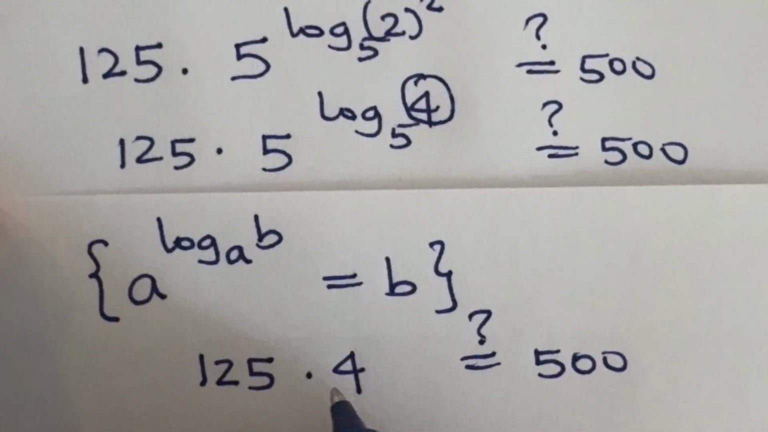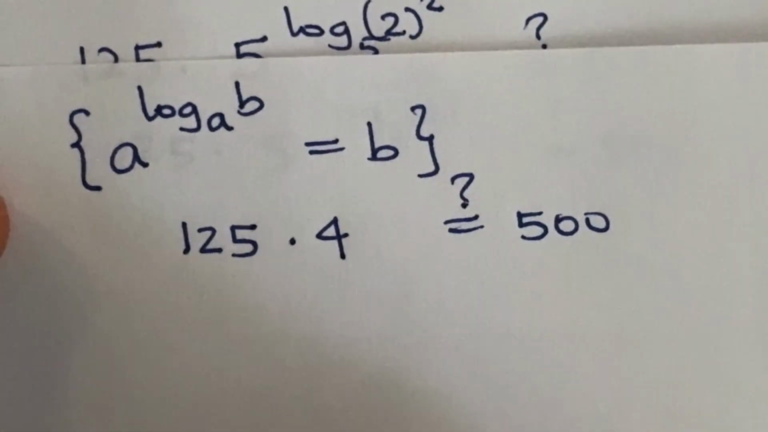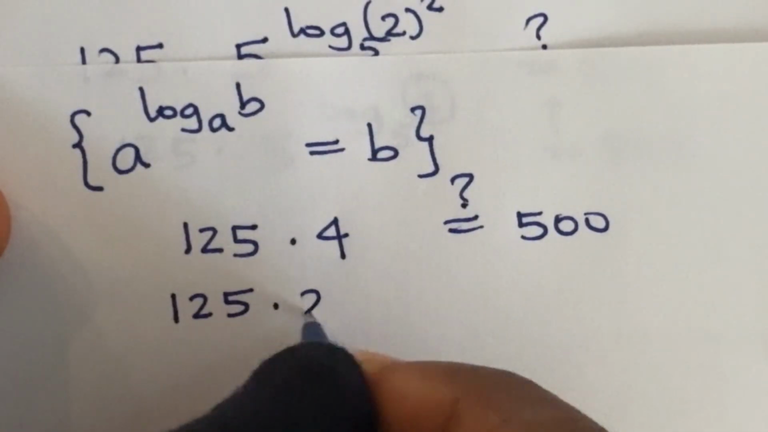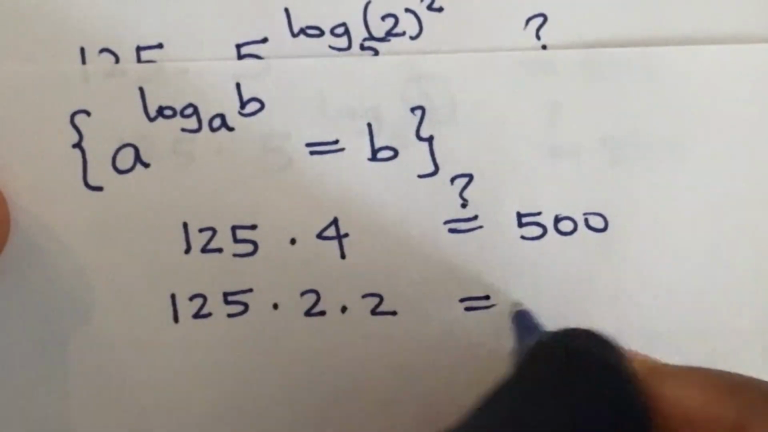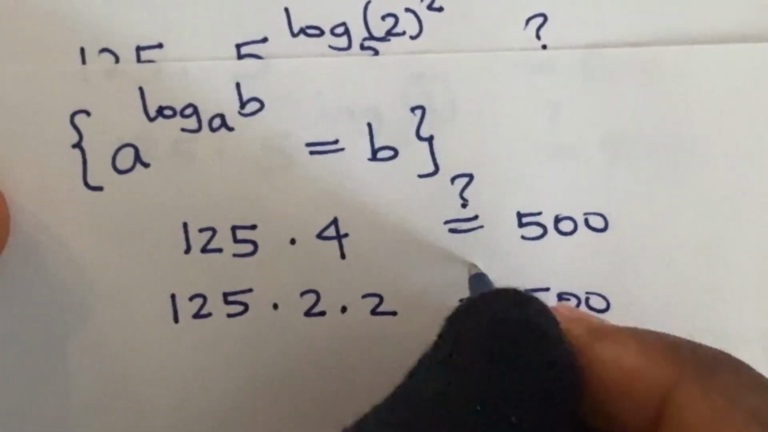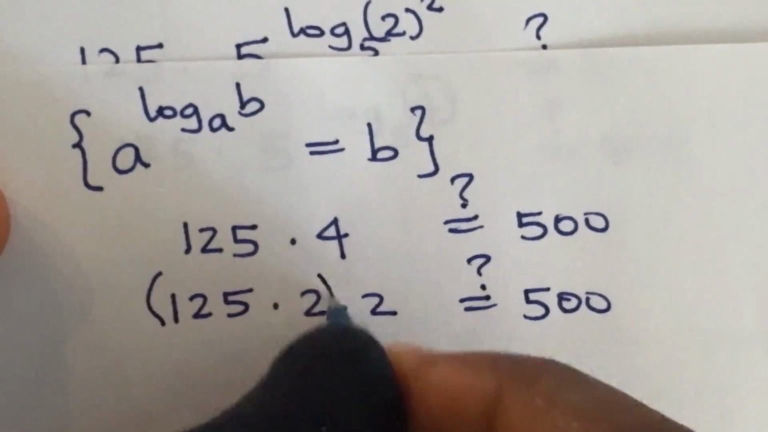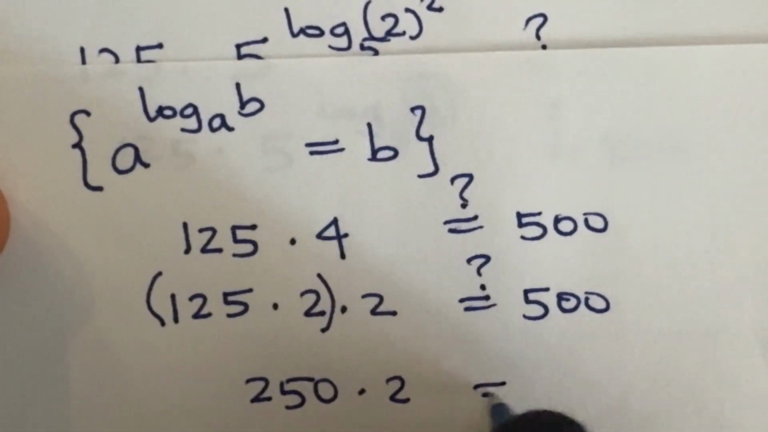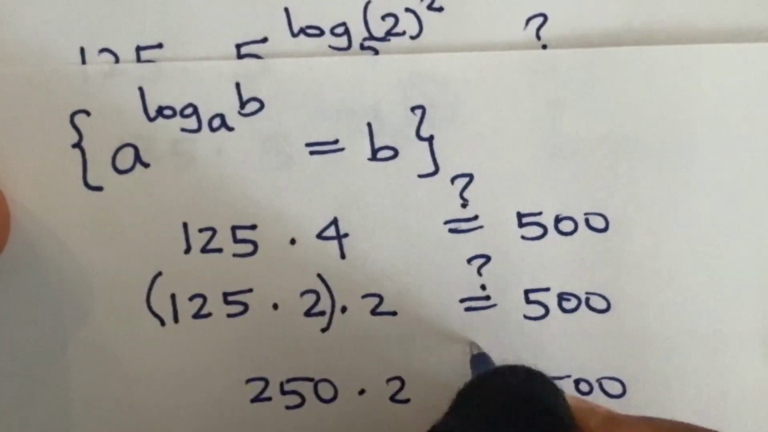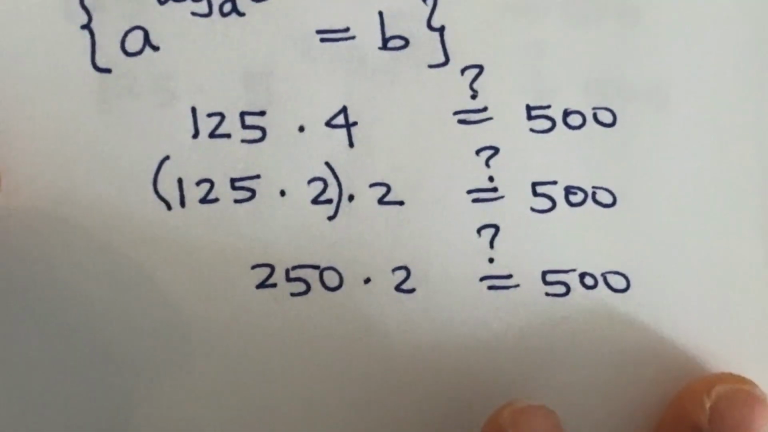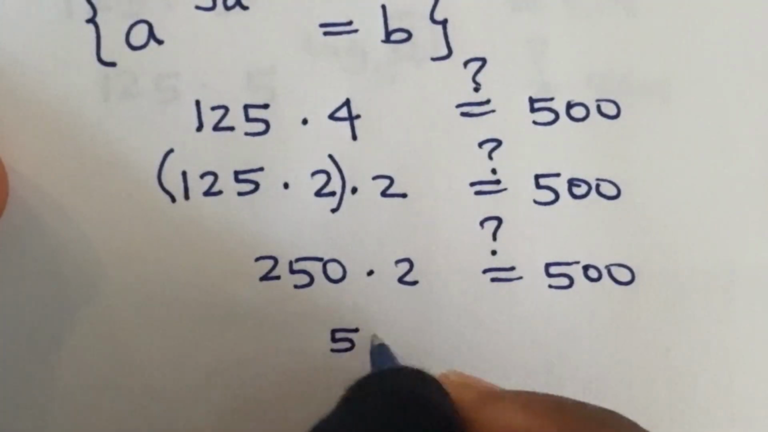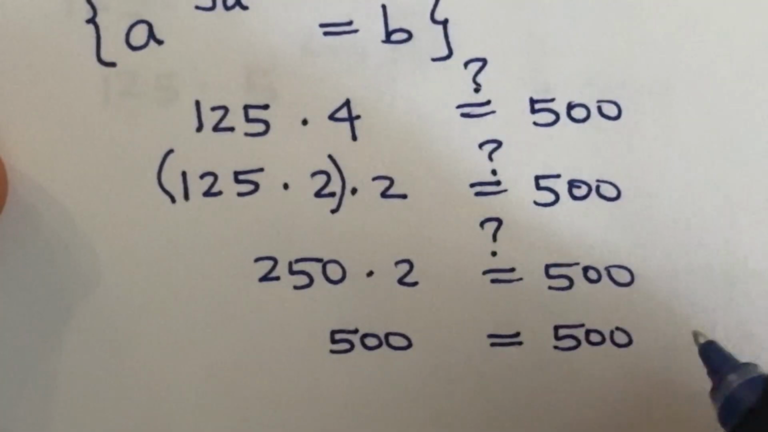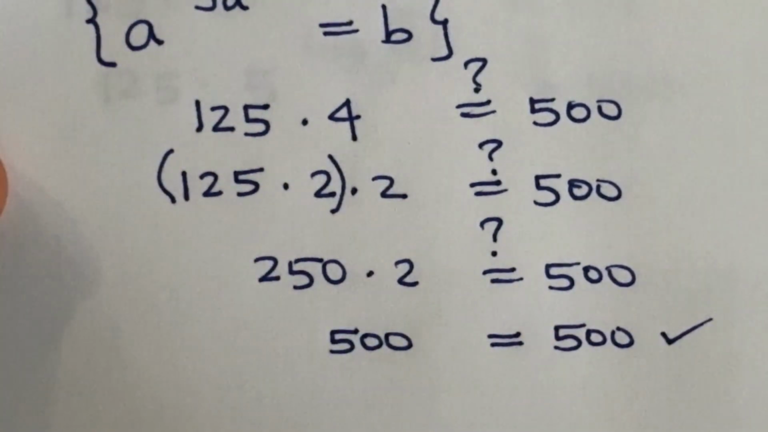Now, 125 times 4. This looks like a big multiplication, but we can break it down into 125 times 2 times 2 equals to 500. And now we see that this is 250 times 2 equal to 500. And 250 times 2 is 500, which is equal to 500, which makes our solution correct.